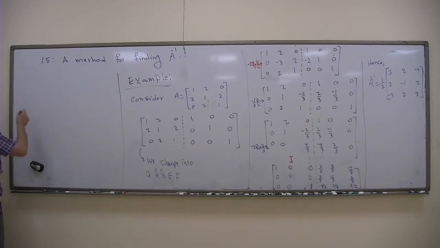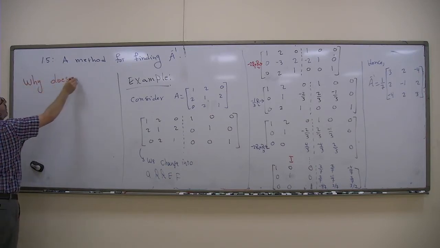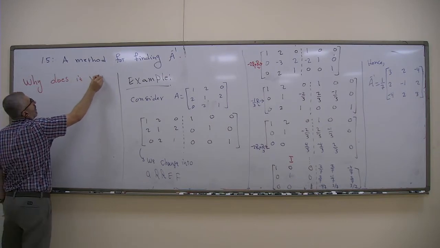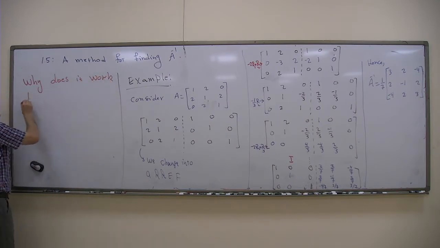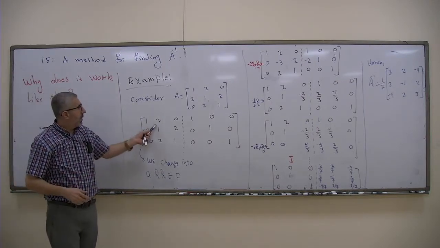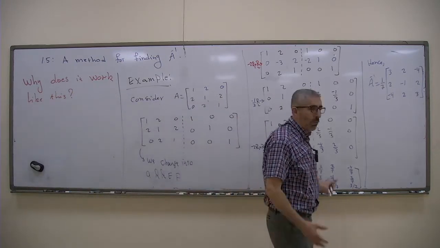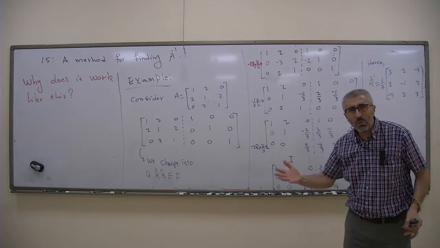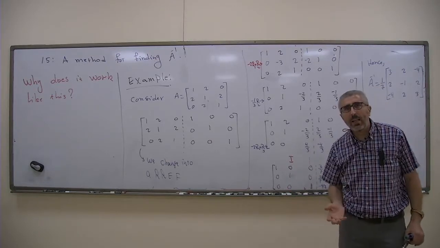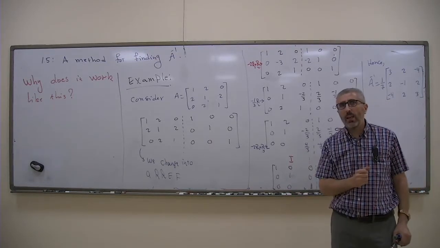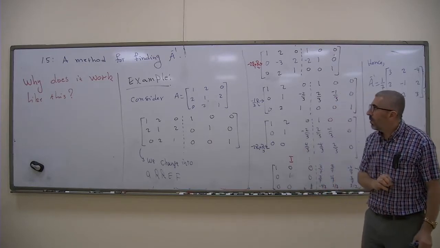Why does it work like this? So we put the matrix here, we put the identity here, and we do elementary row operations, and we get what we got here. Well, why is that? Where is the logic behind that? Where is the theory behind that? Okay, this is what I'm going to explain now.